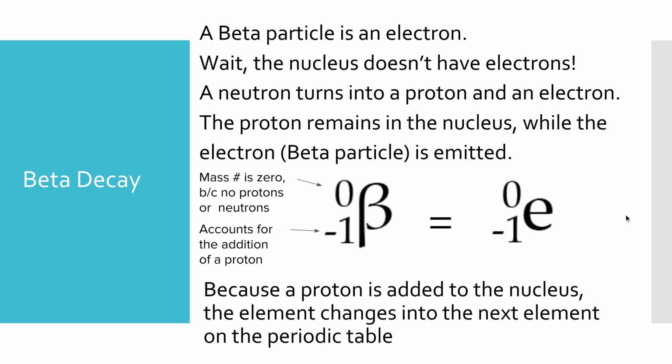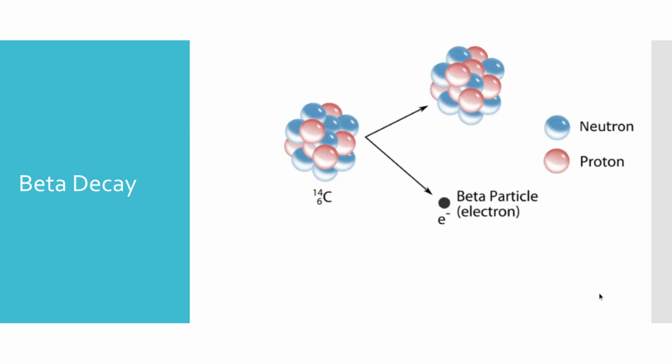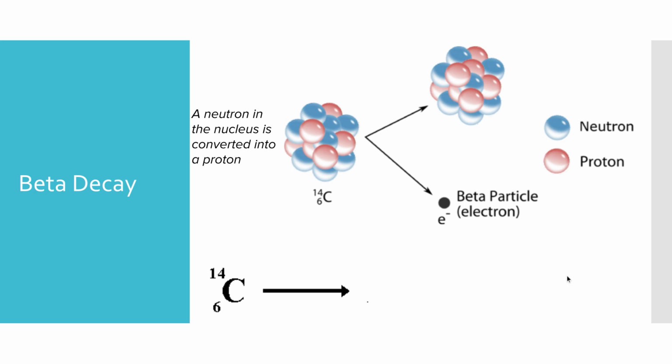And here's the deal, because a proton is added to the nucleus, right? We lost a neutron, we gain a proton. The element is going to change into the next element on the periodic table. We're going to get an element with one more proton. So let's give you an example of that. So here is carbon 14 spitting out a beta particle and becoming a new atom. So carbon 14 has 14 protons plus neutrons because it's got a mass number of 14 and 6 protons. It becomes, because a neutron in the nucleus is converted to a proton, this beta particle plus, well, let's make the math work out.